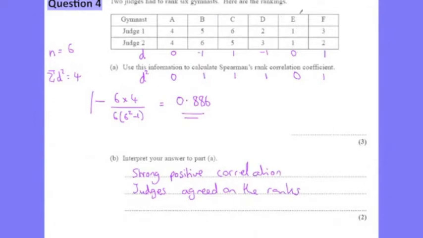The best gymnast, they both thought was the best gymnast. Here, the gymnast that came 5th and 6th, they didn't have exactly the same, but they both thought either this one was 5 and this one was 6, and this one was 6 and this was 5. So there is a strong correlation, and this interpretation is that the judges agreed on the ranks given.